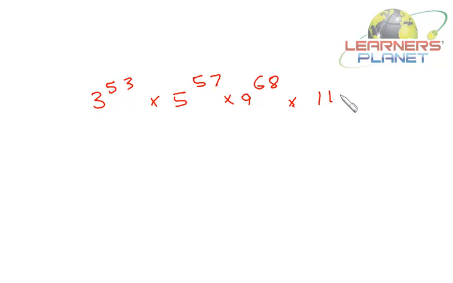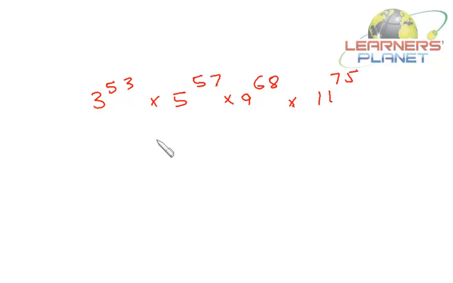Now let's take one more problem. 3 raised to 53 into 5 raised to 57 into 9 raised to 68 into maybe 11 raised to 75. Now this problem looks very tedious, very big, but you just have to make one observation over here, that any odd number, if it is multiplied by 5, it will always produce a 5 at units place. Doesn't matter how big the number is.